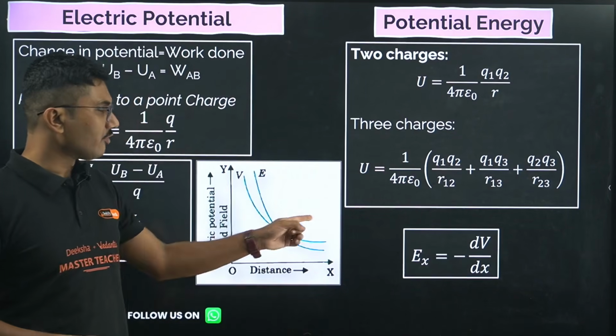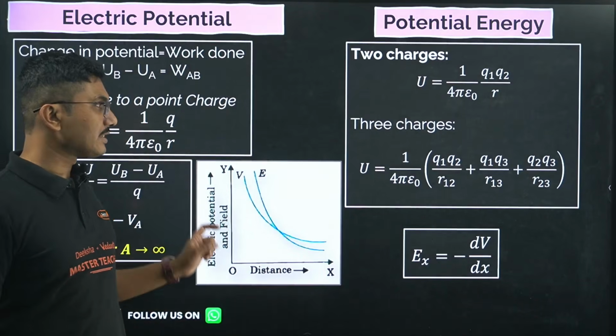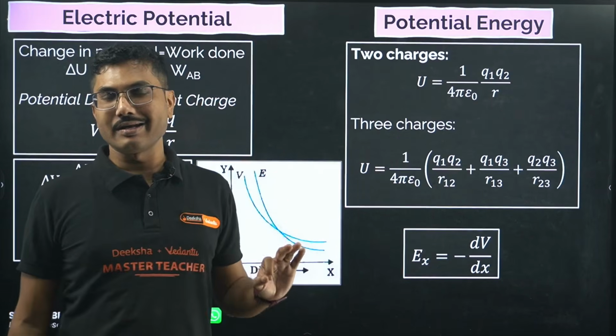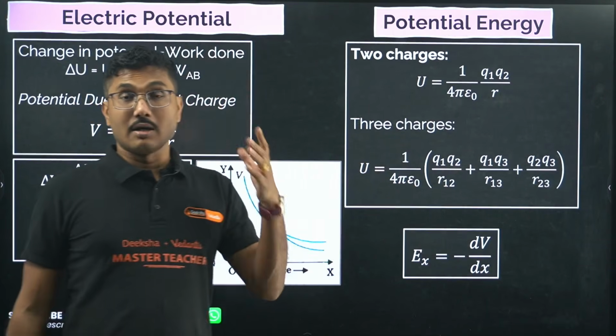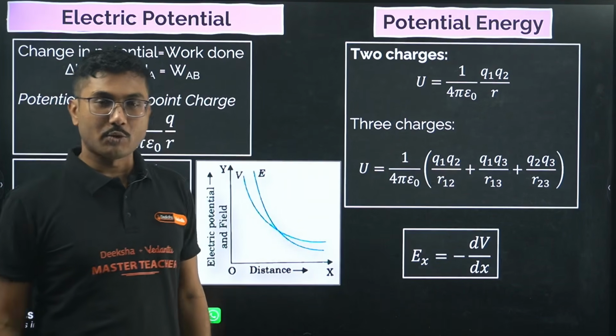This is the comparison of electric field and electric potential in a single graph. Due to a spherical shell or spherical conductor, a spherical conductor and shell have identical everything. Electric field inside is 0. Electric field outside is given by q by r square into 1 by 4 pi epsilon naught.